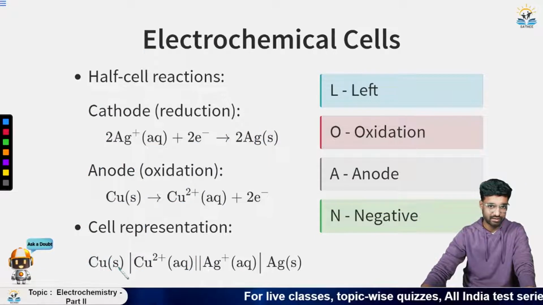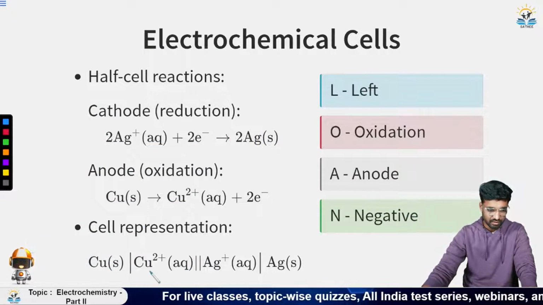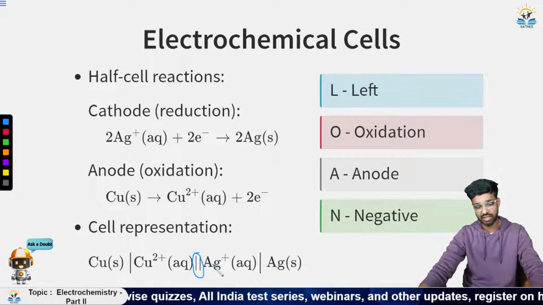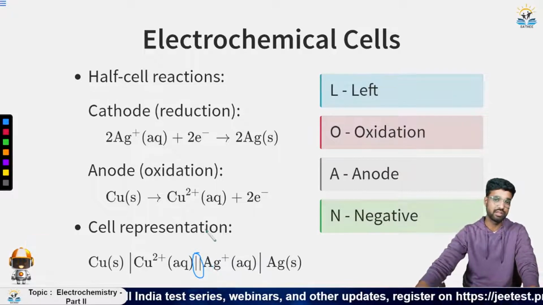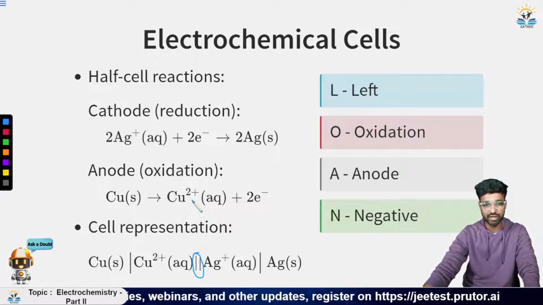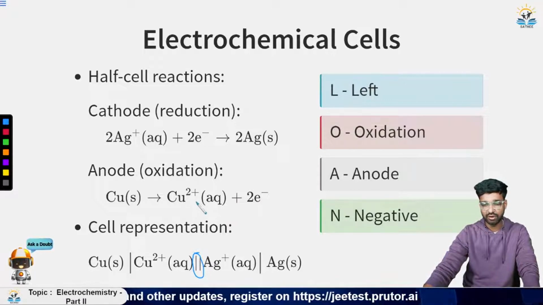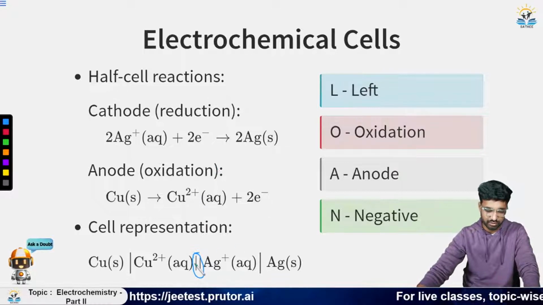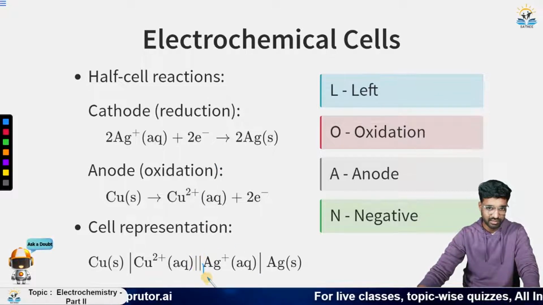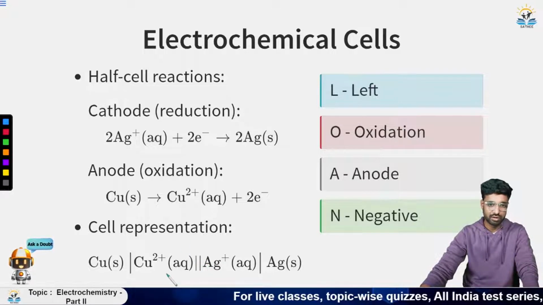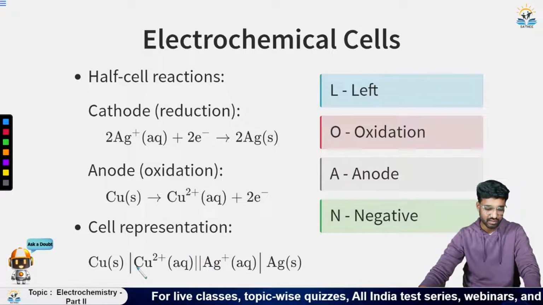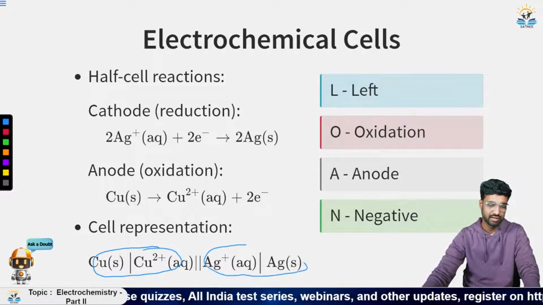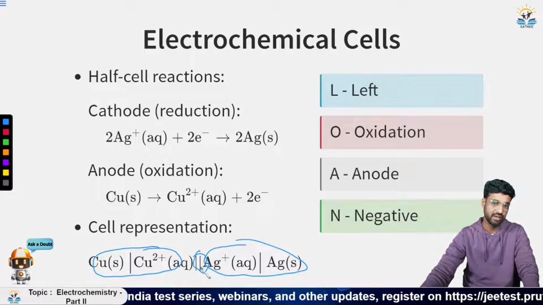If you want to clarify the cell representation, this double bar means the salt bridge. In this case, both of the media are different. In some cases, it is possible that we take the same bath, and the salts of both the metals are present in the same bath, so we do not put the salt bridge. So the salt bridge denotes that both the salts are present in two different baths. The left side has the oxidation part and the right side has the reduction part, and they are differentiated by a double bar.